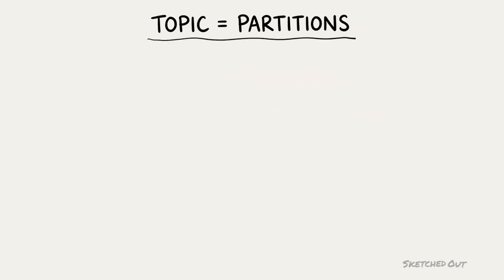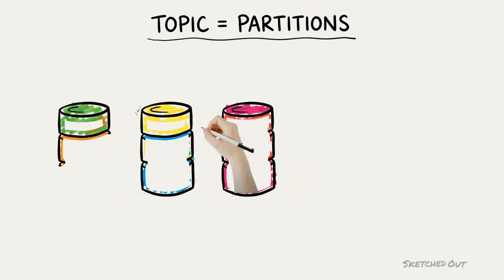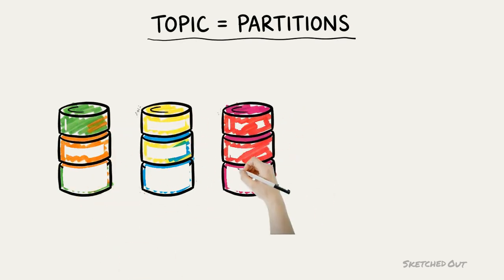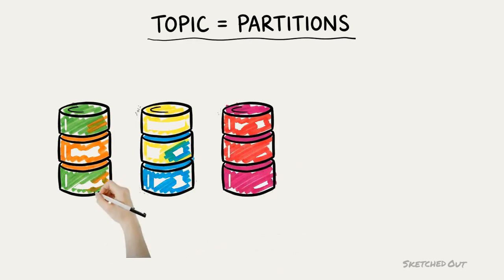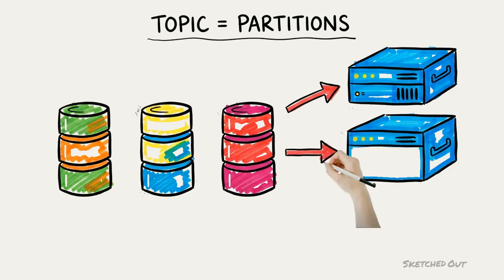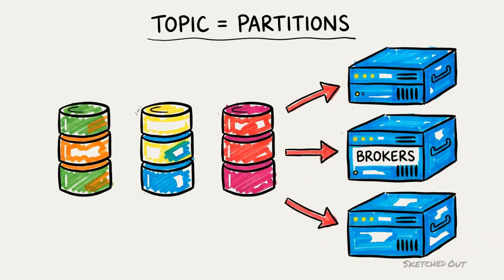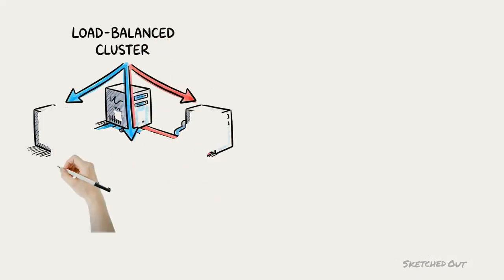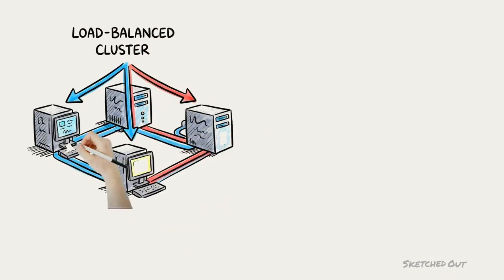A topic is not one log, it is many logs called partitions. The orders topic might have 3 partitions, or 30, or 300. Each partition is its own independent append-only log, and those partitions can live on different servers called brokers. So instead of one machine handling every write, the load spreads out across the cluster.